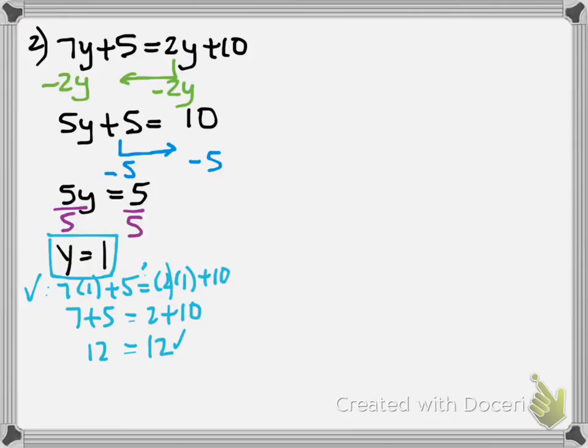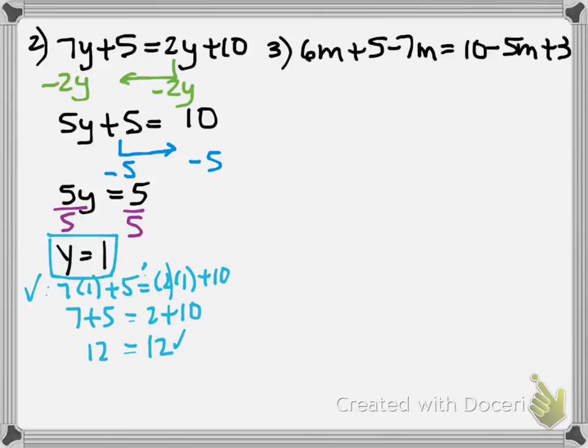Let's look at another example. We're going to make it a little bit longer. 6m plus 5 minus 7m equals 10 minus 5m plus 3.